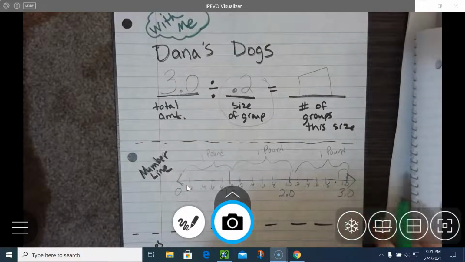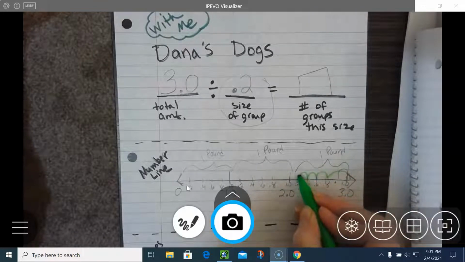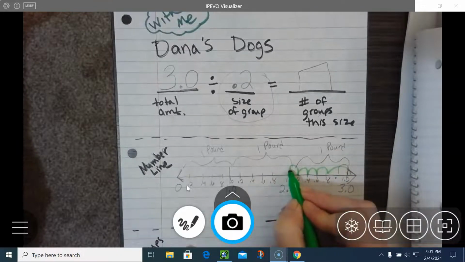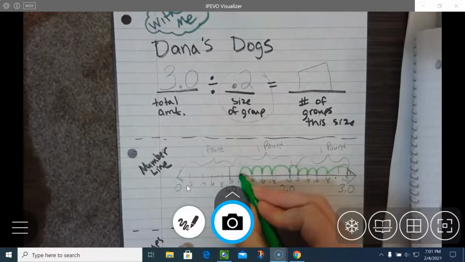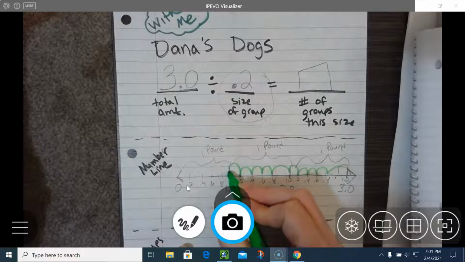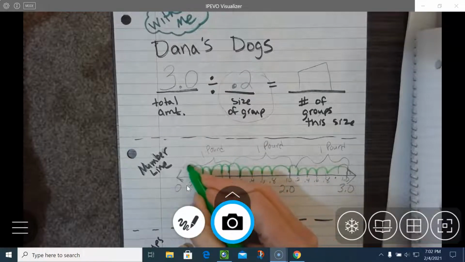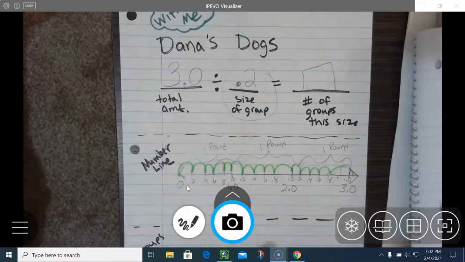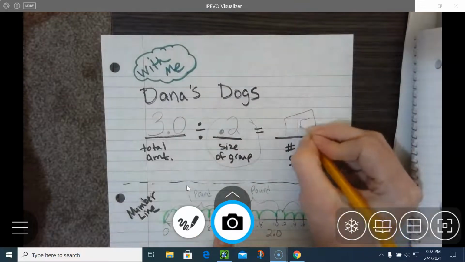So this would be 1, 2, 3, 4, 5. That's 5 dogs. 6, 7, 8, 9, 10. That's 10 dogs. 11, 12, 13, 14, 15. So my answer using that number line strategy would be 15.